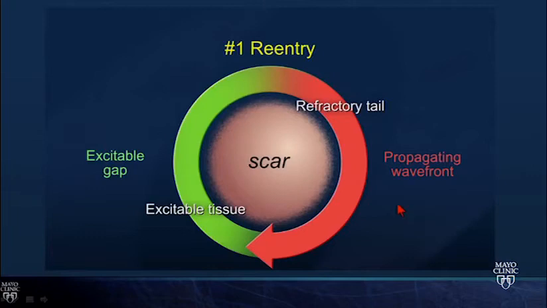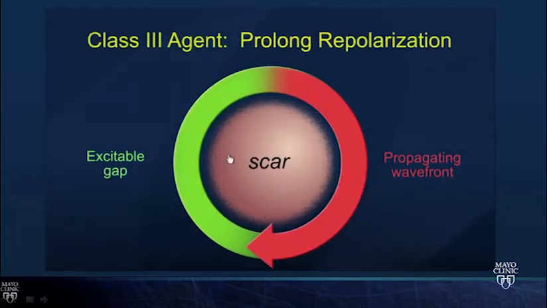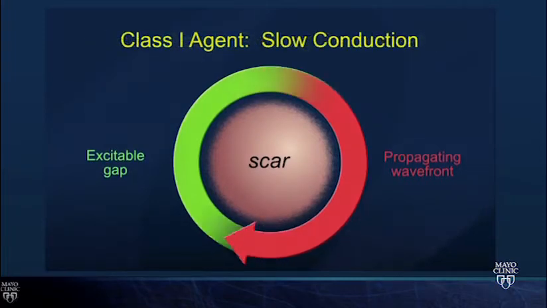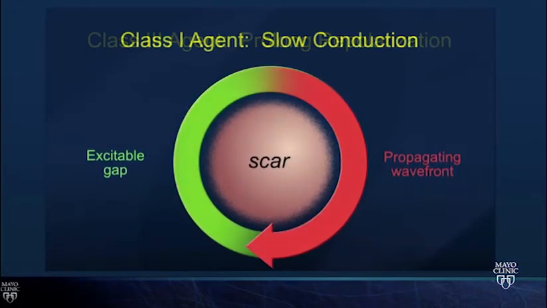So let's look at scenario 1. If you have an arrhythmia that can go around a non-excitable region, this could be either a scar or a functional region of block. So the arrhythmia is propagating, and in this particular patient, if you give a potassium channel blocker, you prolong the action potential and prolong refractoriness.